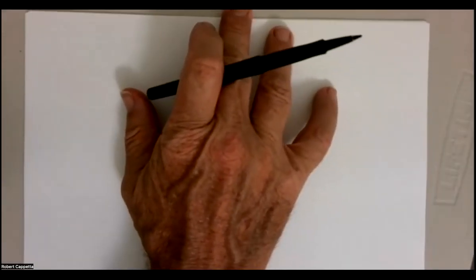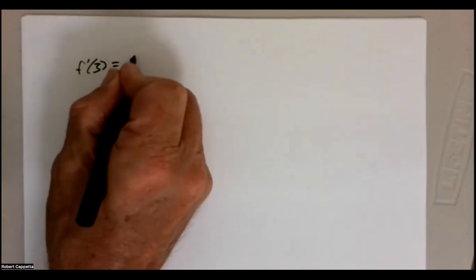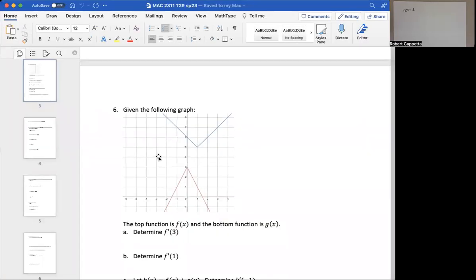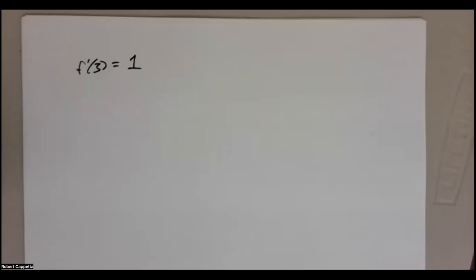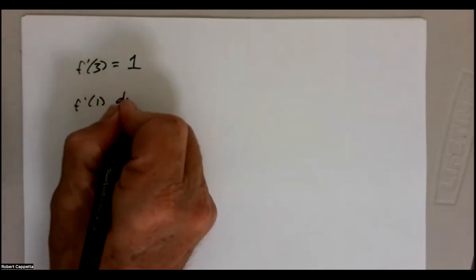Slope of the tangent is always 1, so F prime of 3 is 1. Now what's the next question there? What is F prime of 1? Well, it's a sharp corner, right? On this side, it would be 1. On this side, it would be -1. So what is it at the sharp corner? F prime of 1 does not exist. At a sharp corner, F prime of 1 does not exist.